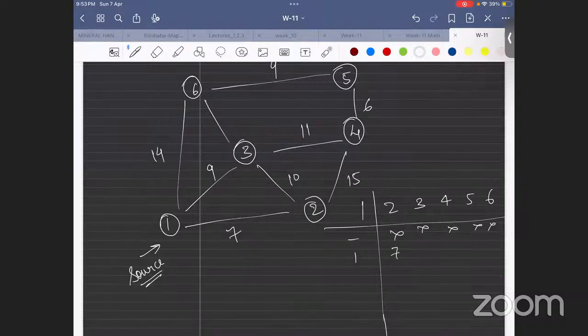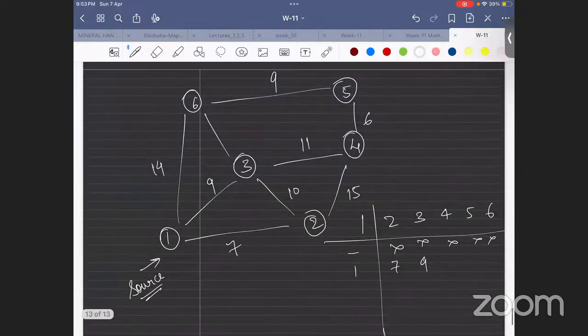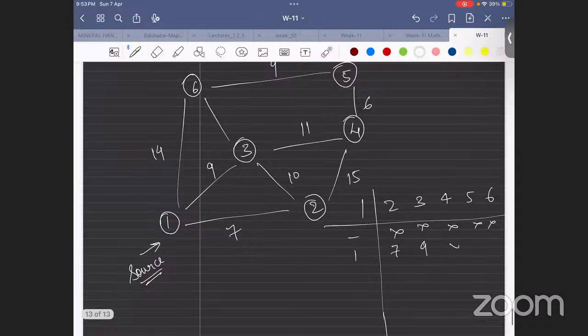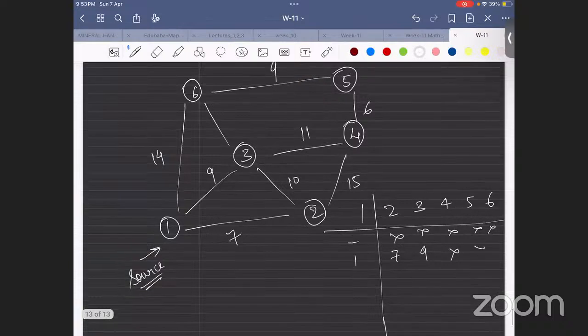1 to 3, is there any connection to 1 to 3? Right, 9. 1 to 4, is there any connection? No. 1 to 4, no. So it will be infinite only because it will take infinite time. You can just think of it as an infinite it is taking. 1 to 5 also there is no connection directly, so infinite you will think of. 1 to 6 also, this is 14.